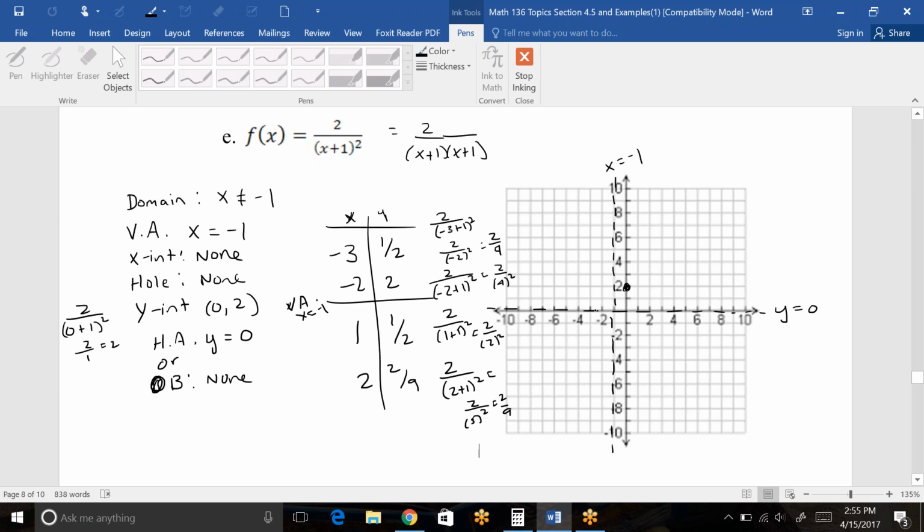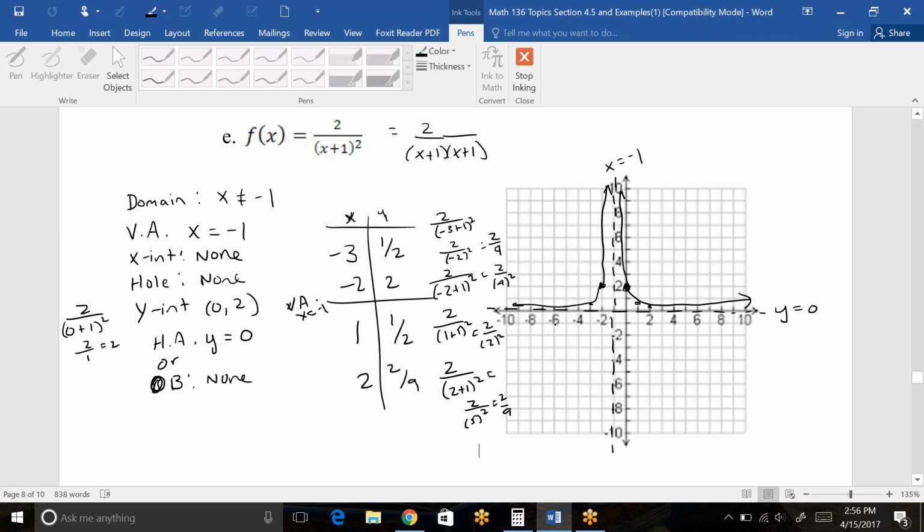Okay, so -3, 1/2, -2, 2, and 1, 1/2, and 2, 2/9. So notice on both sides of this vertical asymptote, it looks like we are staying in the upper region of the horizontal asymptote. And that's because everything is getting squared in the bottom and the top is also positive, so this is never going to go negative. This can never turn into a negative number because this is being squared and this is positive.